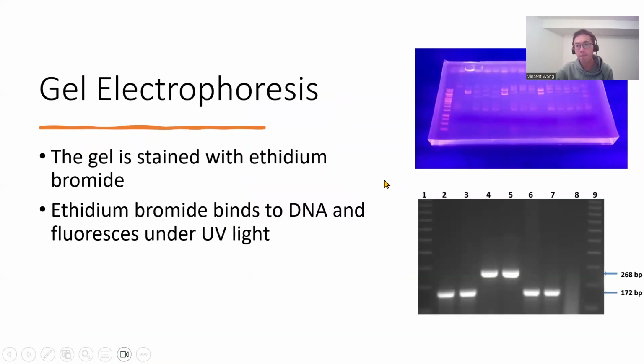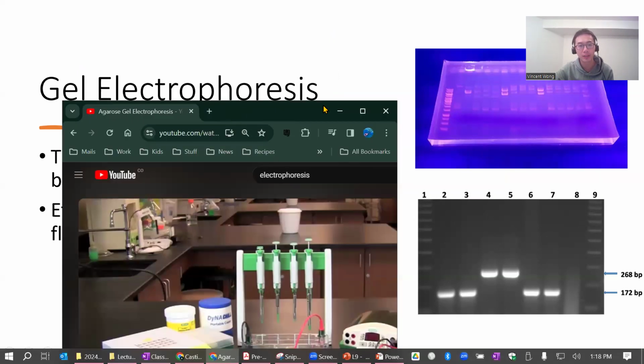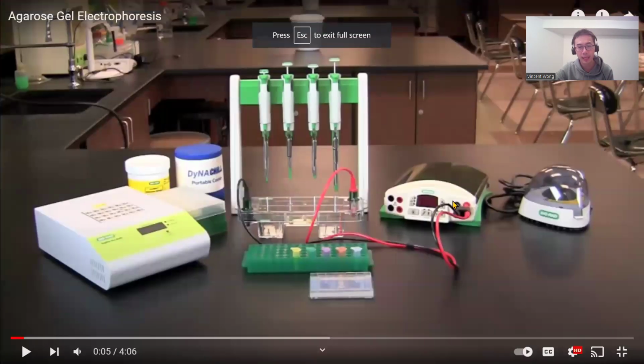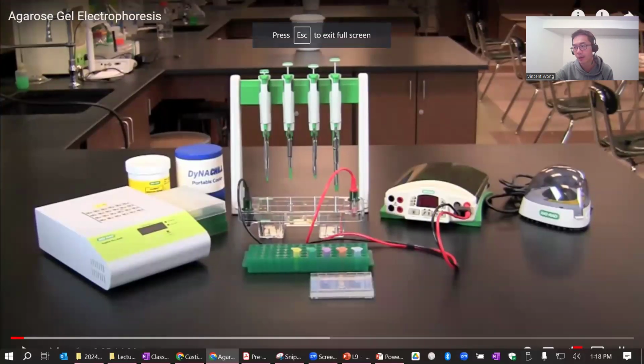So then, you actually cannot see the DNA. Right? Let me show you another video here. This is all the equipment. That's the power supply right there. Can you see my mouse? Oh yeah, there's the power supply. You're going to hook it up to this chamber. These are the pipettes. These are the Eppendorf tubes with the DNA in it. And there's the gel. They're going to put the gel here, right?